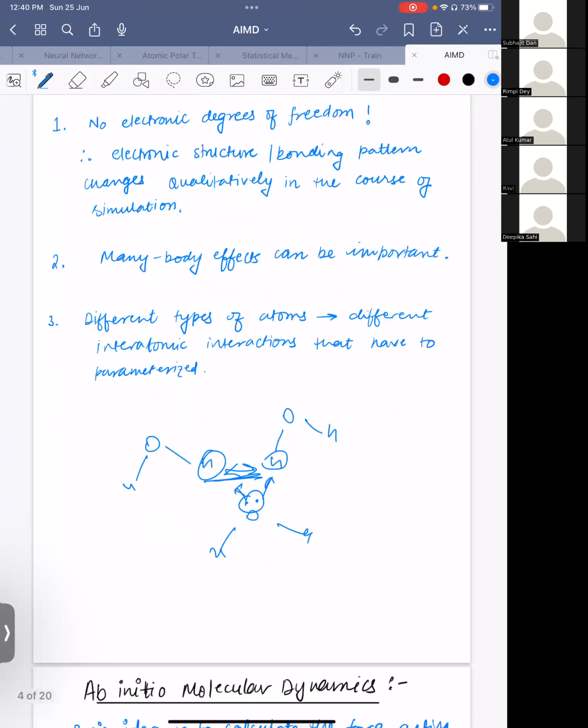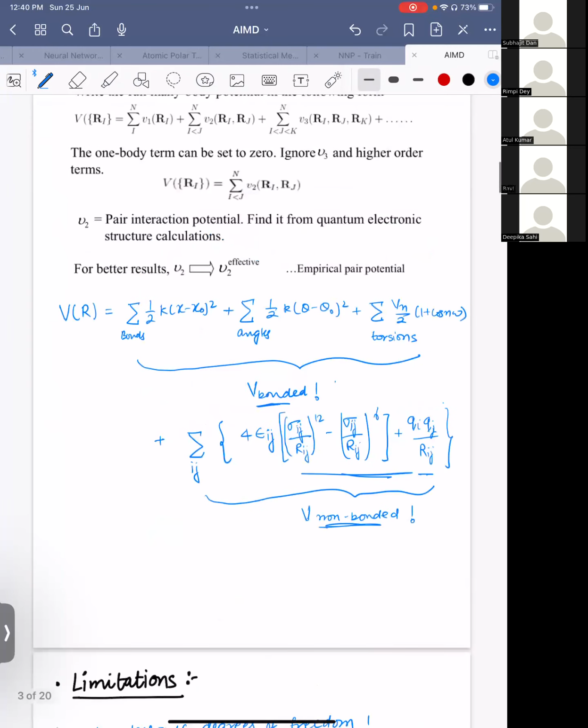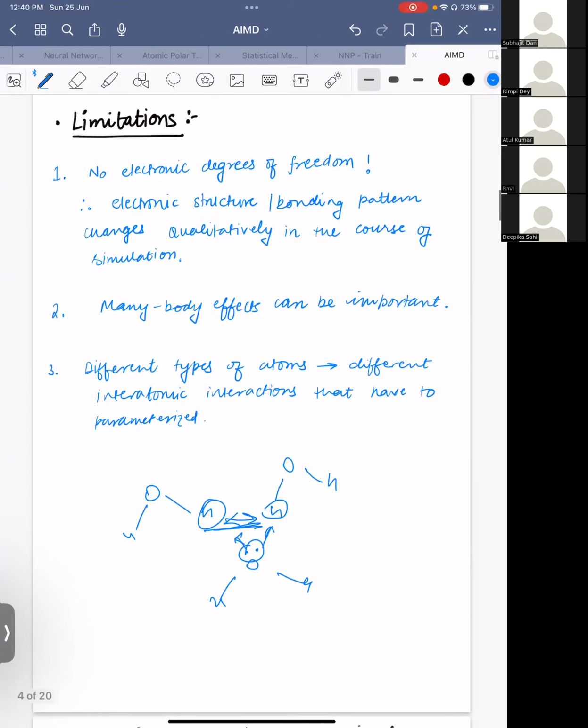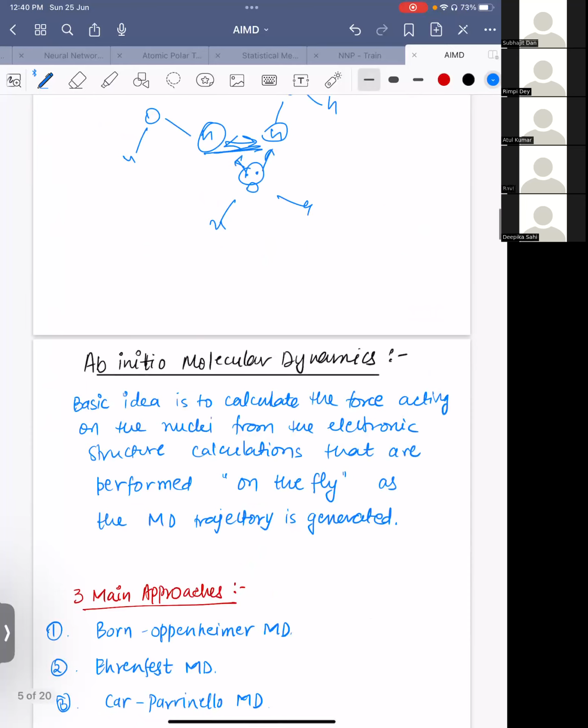These are the many-body effects. And the third one is that different types of atoms mean different types of interatomic interaction that have to be parameterized. In this empirical force field, we use parameters that are different for different atoms. If we have a system with a large number of atoms, then we have to parameterize a large number of parameters. So these are a few limitations of molecular dynamics simulation. To overcome these limitations and improve accuracy, people use ab initio molecular dynamics.